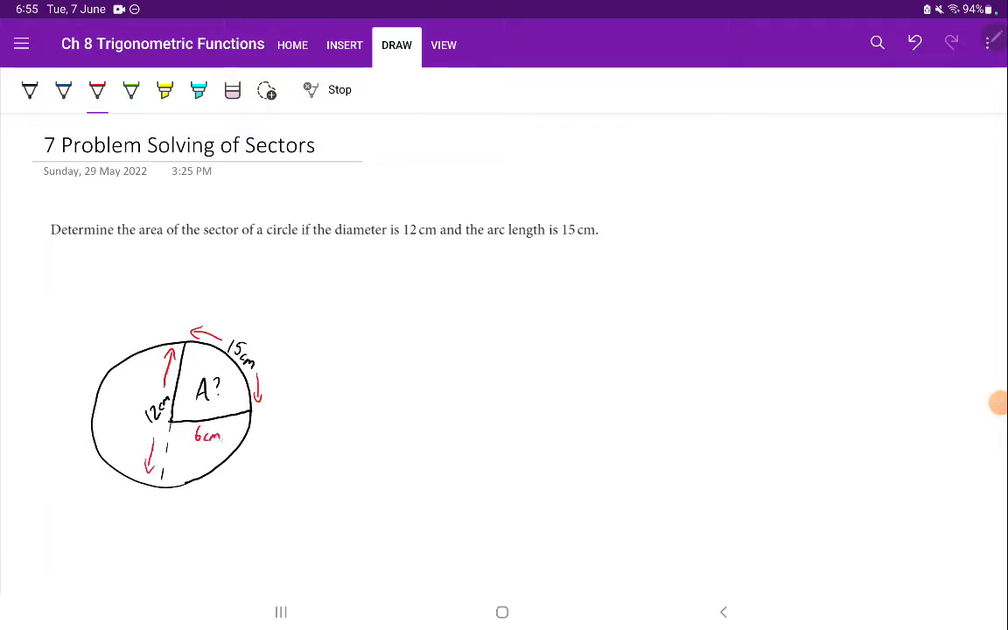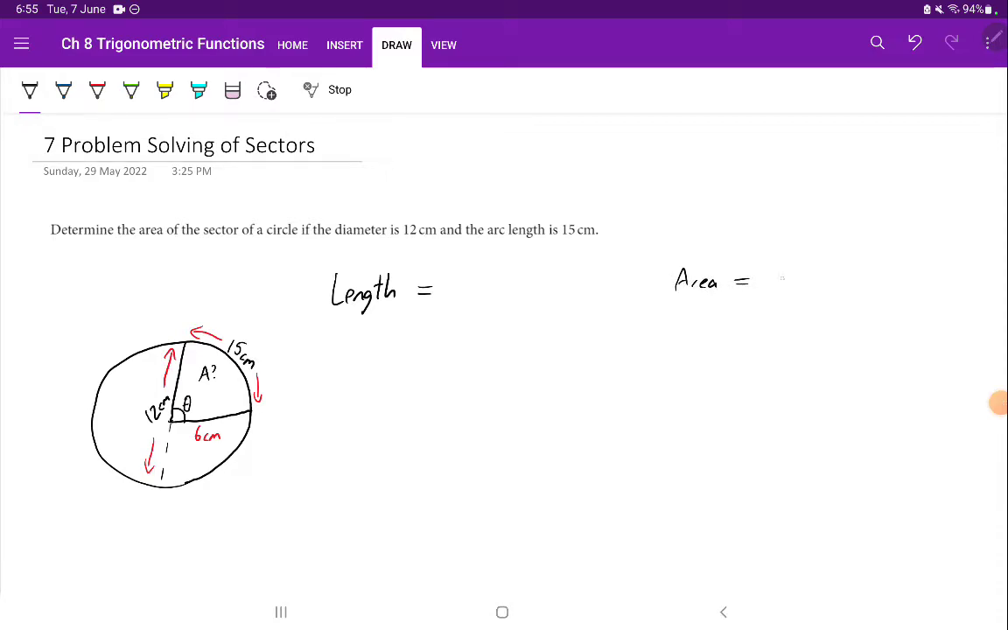It's 6 centimeters. But what information do I need to know to actually work out the area? Well, to work out the area, I need to know this angle theta here. So the first thing I'm going to need to do is find the angle theta. So let's use a formula. We've been learning two. We've got the length formula and we've got the area formula.